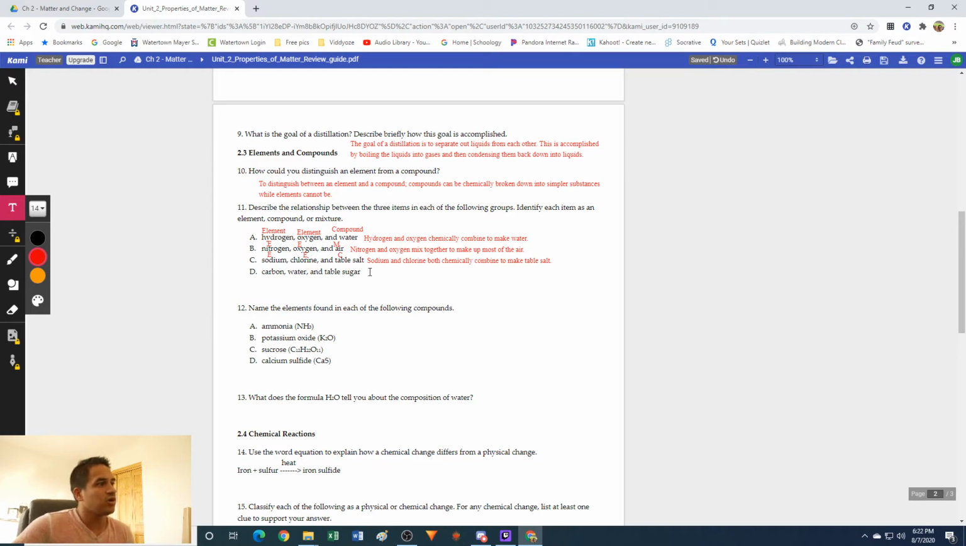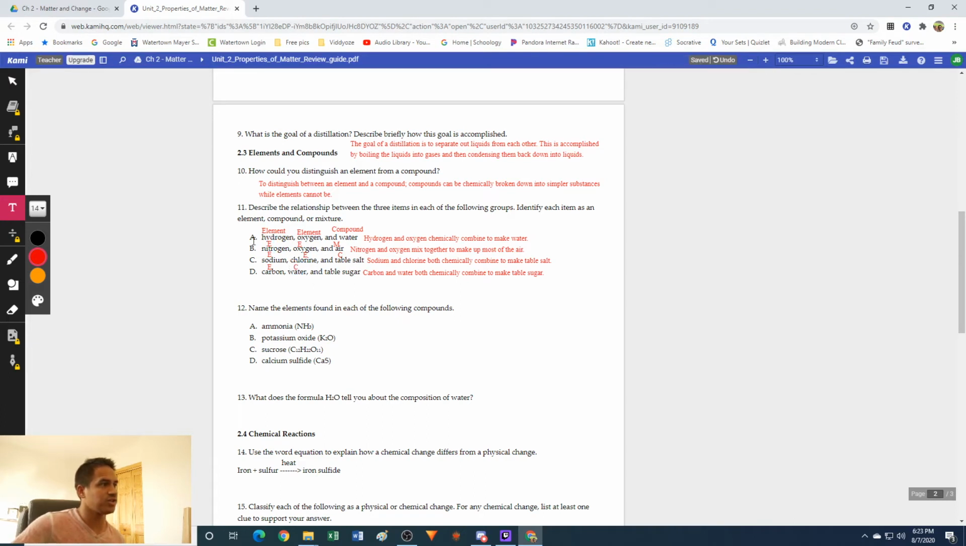All right, carbon, water, and table sugar. Carbon and water both chemically combine to make table sugar, and table sugar therefore is a compound. So we'll say that carbon and water both chemically combine to make table sugar. And carbon is an element. Okay, water is a compound.